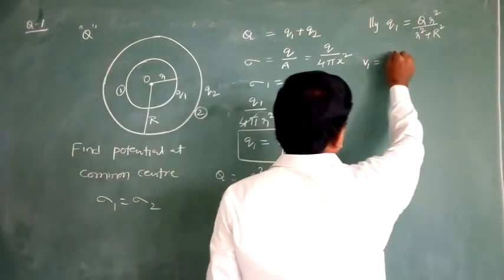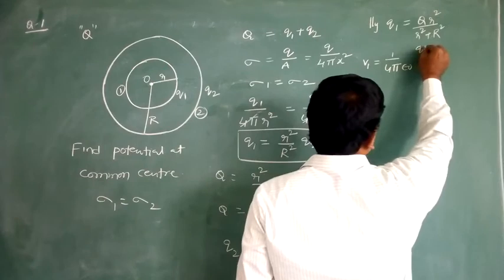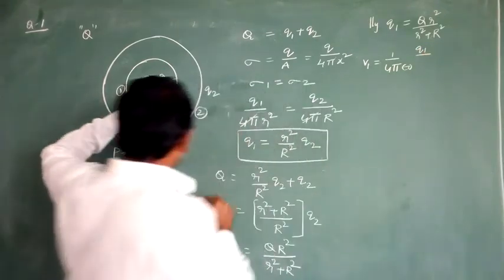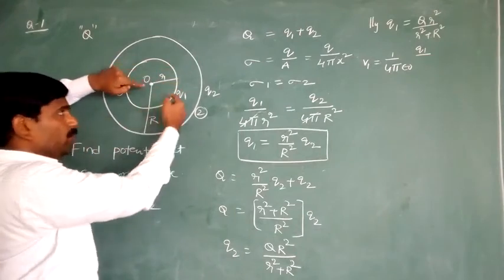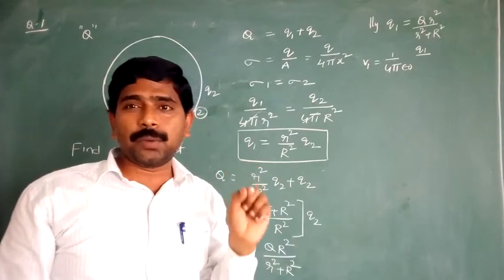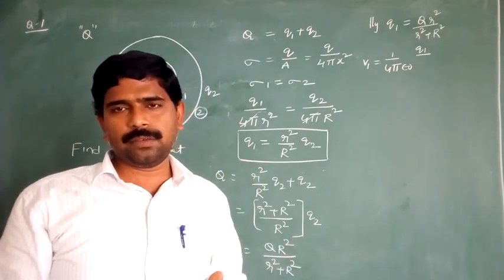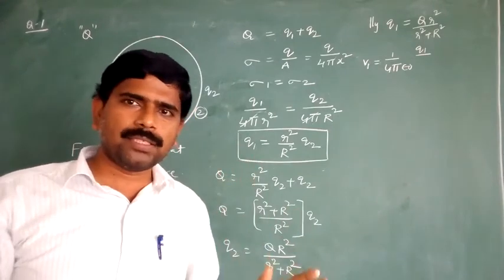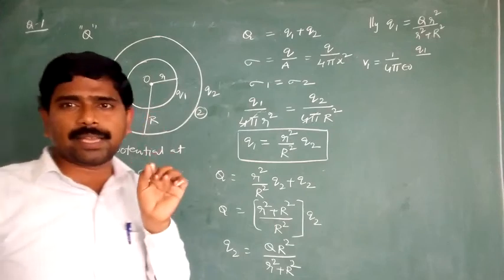So potential is equal to 1 by 4 pi epsilon naught into Q1 by. So what is the potential at its center? What is the potential on the surface? The same potential is inside also. In the case of the potential due to a charged spherical shell, watch the previous video, the 6th video. Once you watch that one, after that you watch this one, then you get the clarity.